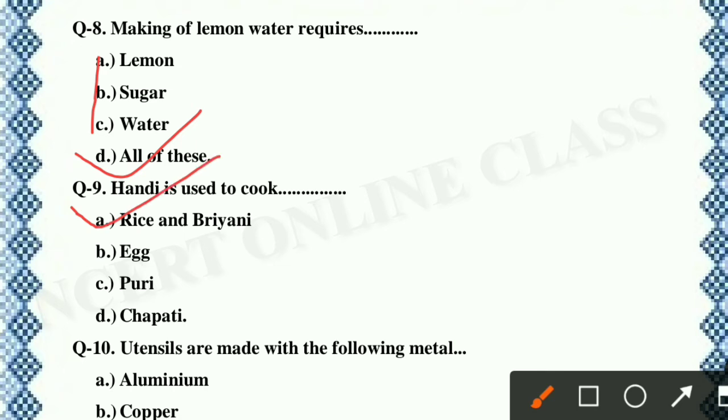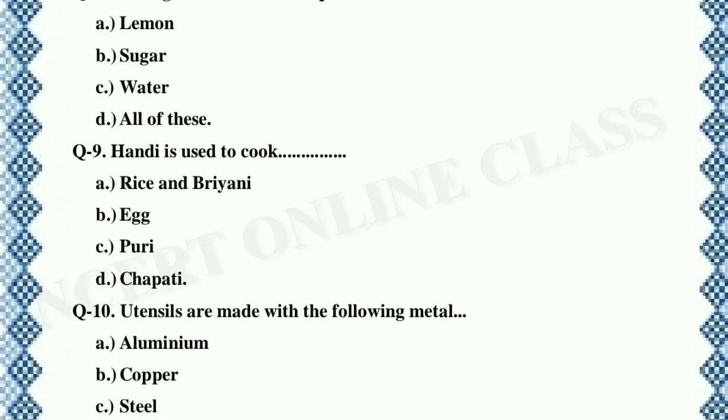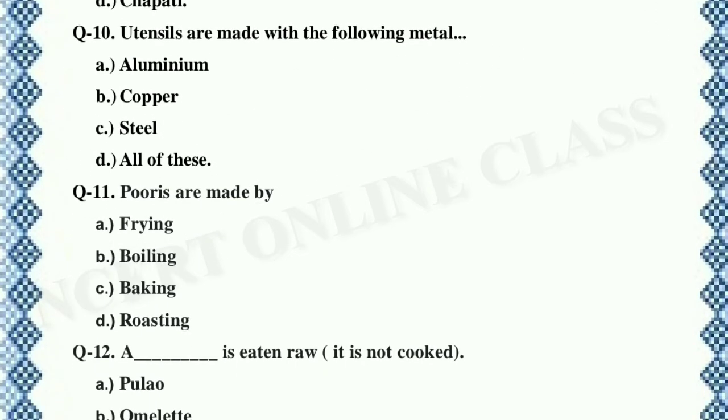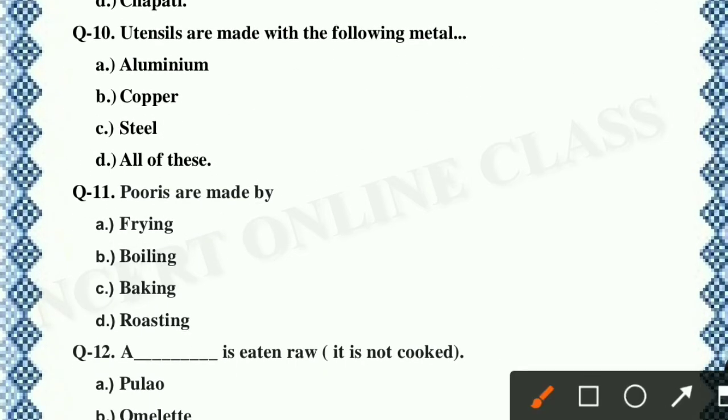Then question 10, utensils are made with the following metal: aluminium, copper, steel or all of these. The correct answer is all of these because all 3 options are correct. Then question 11, puris are made by frying, boiling, baking or roasting. We know that puris are made by frying. So option A is the correct answer.